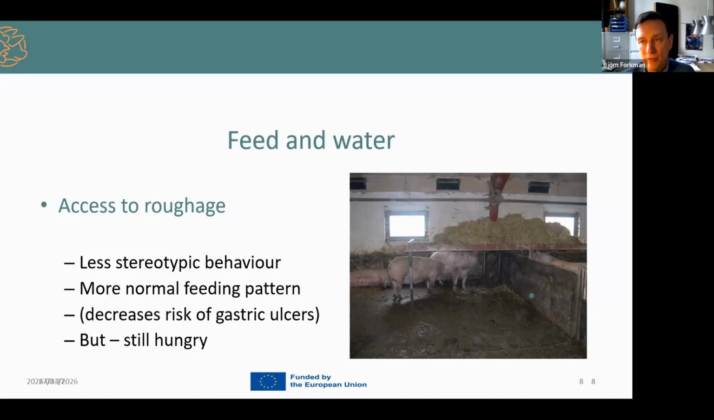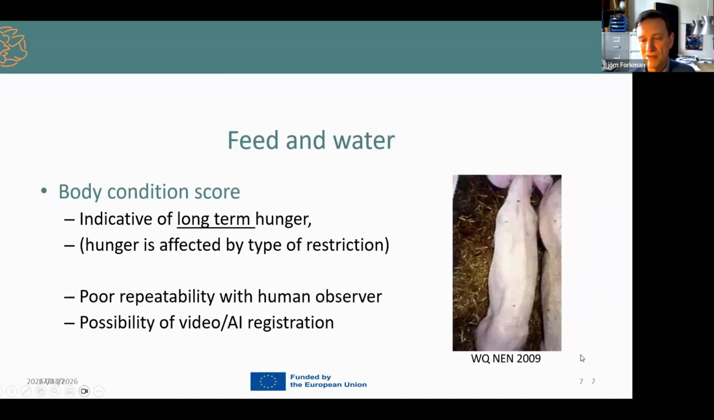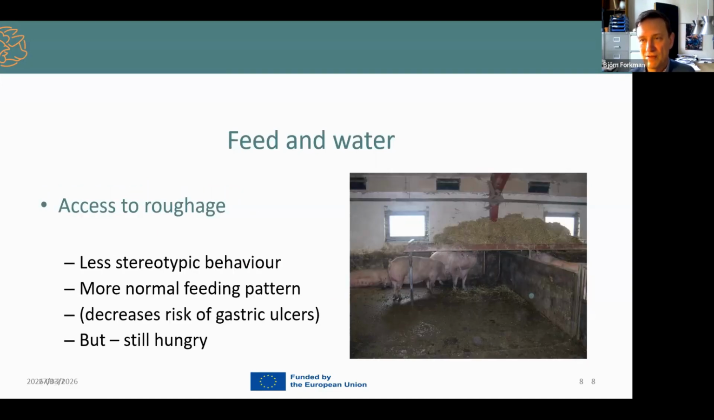However, even if you give them roughage, they are still hungry. The only way to alleviate hunger is to give them as much food as they want. The issue is, of course, that if you do that, they will grow very fat and they will have problems around farrowing, and there's a risk of both piglet mortality and sow mortality. So you need to keep them thin for their own sake, so to speak, but that also means that they are going to be hungry.